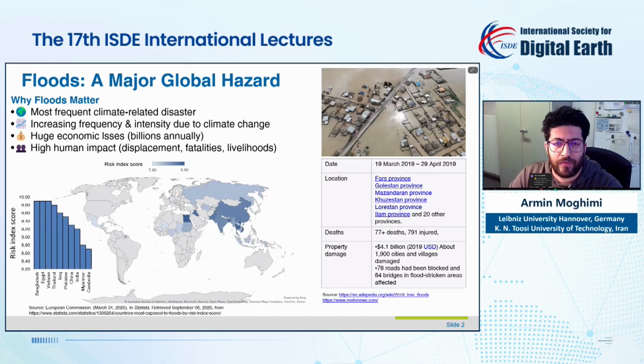For example, the catastrophic flood in Iran in 2019 caused more than 4.1 billion in damages, affected 20 provinces, especially Golestan and Khuzestan, and led to over 77 deaths. According to the European Commission's Flood Risk Index reported in March 2025, countries such as Bangladesh, Egypt, and Vietnam have the highest risk score globally, reflecting their extreme exposure to river floods. Thailand also followed closely with a score of 9.8.